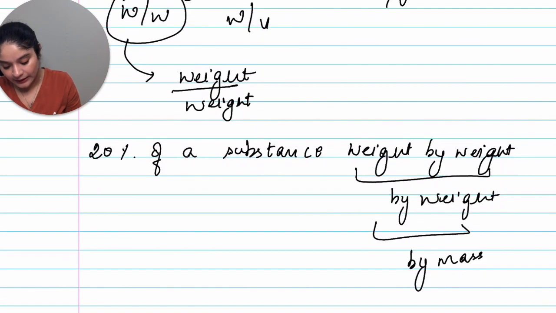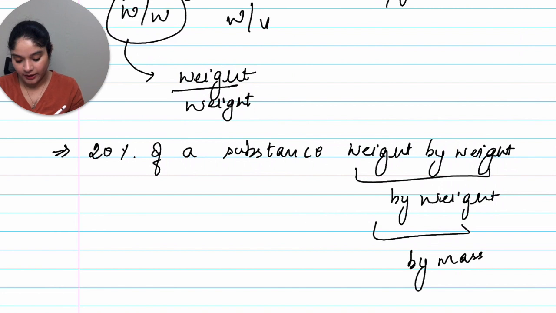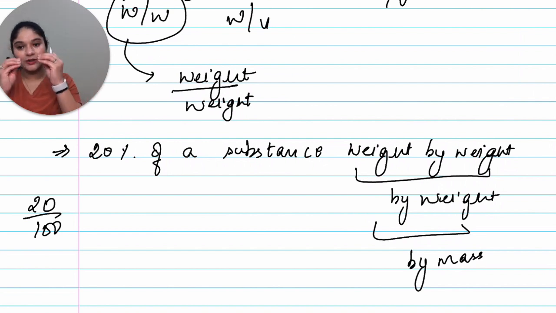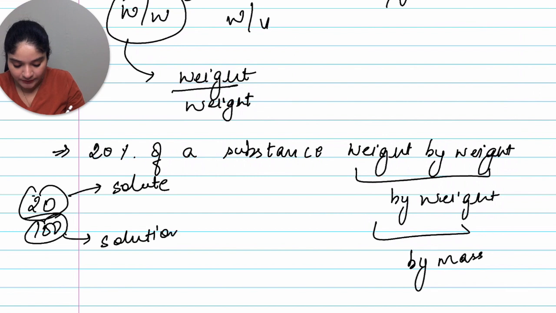So let's move ahead with the topic. When I say that I have 20% of a substance weight by weight, what do I mean by that? From lower classes, that is 6th and 7th grade, you understand what is 20%. 20% is nothing but 20 over 100. Correct? This much we understand. So what is this with respect to weight by weight? So 20 over 100 means 20 is the solute and 100 is your solution. So this is the comparison of weight by weight.